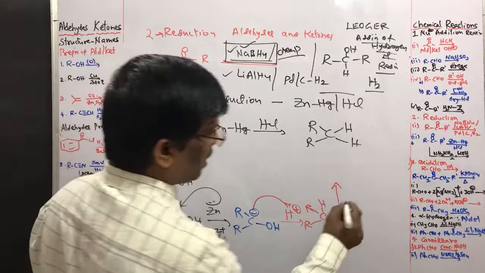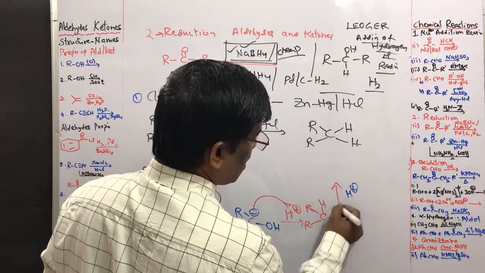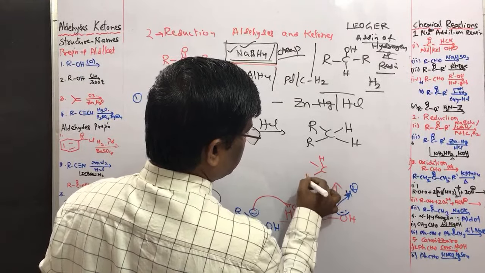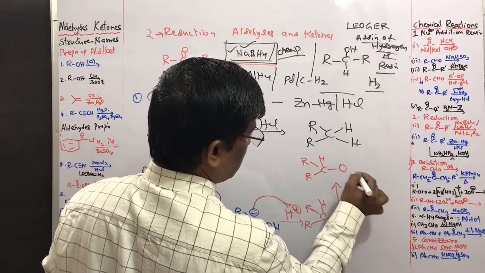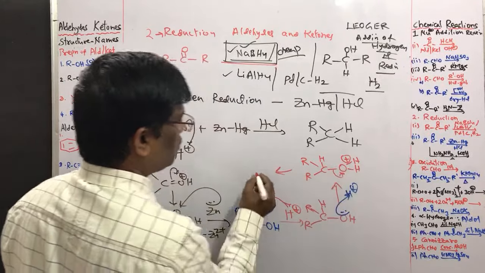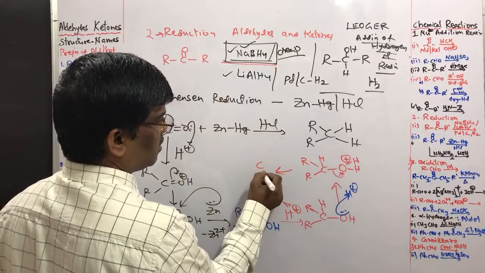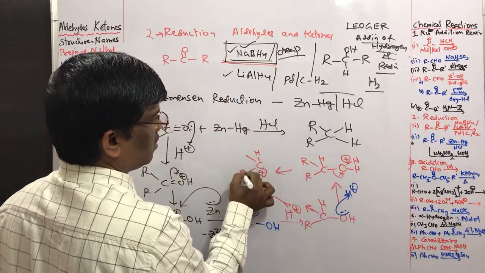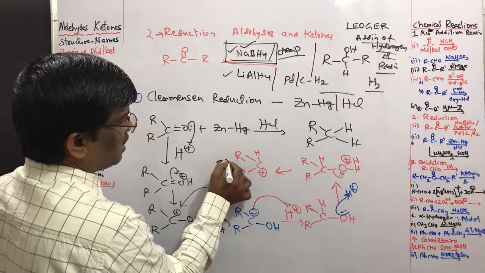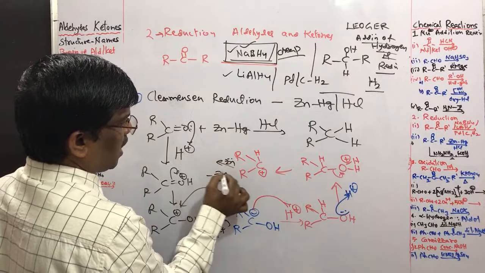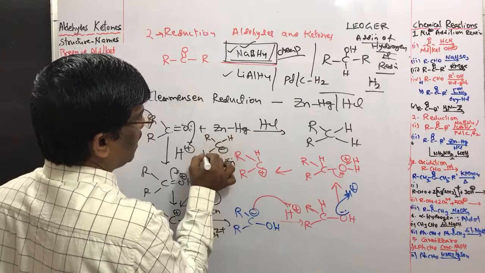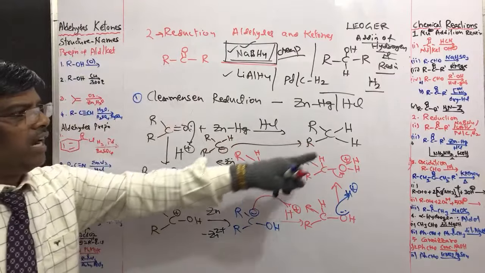Now what is left over? H plus ions. This oxygen takes up H plus, R, OH, H, and this is positive. It is going to lose this OH, forming a carbocation, which takes up another molecule of zinc, Zn to Zn 2 plus, to give a carbanion. That carbanion takes up a proton to give this reduced alkane.